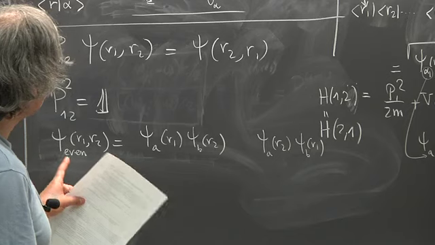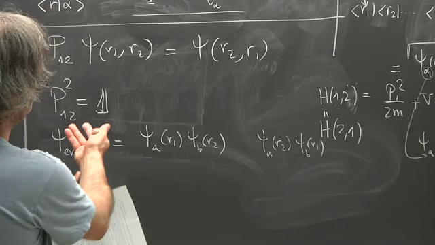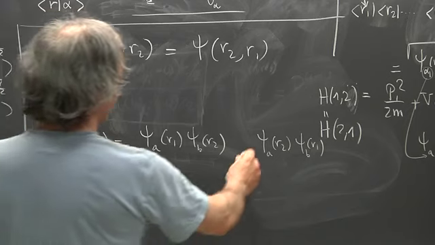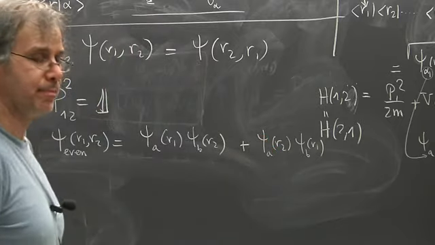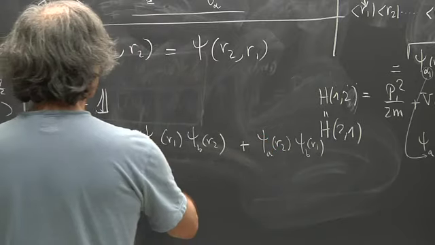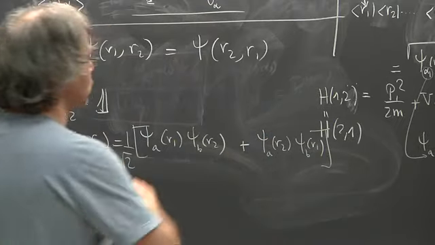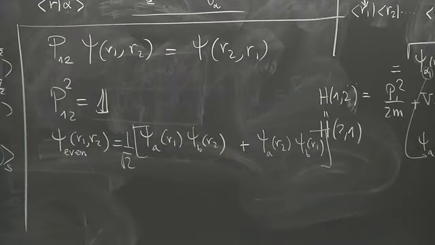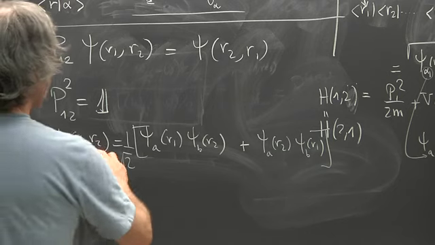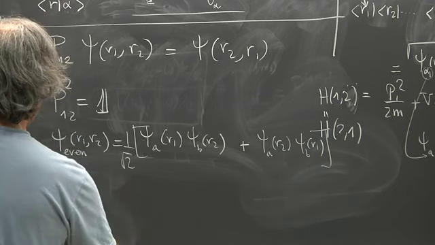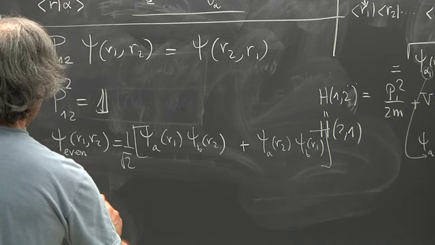Now I want something that is even when I exchange. Well, then I just put a factor plus in here, and if I really want, I put a 1 over square root of 2, so that if the two functions are orthonormal, this would also be nicely normalized. Okay? Is this clear? This object here is for sure an eigenstate of P12.